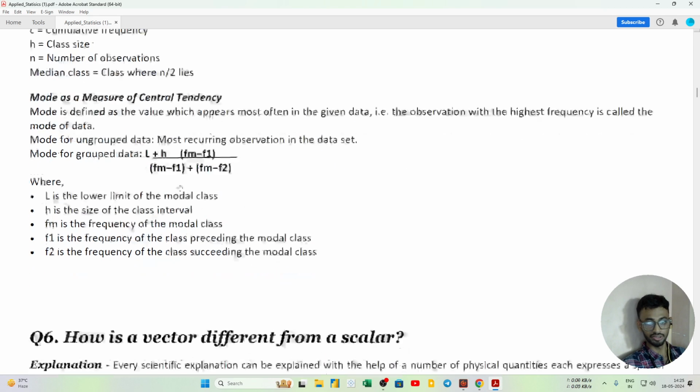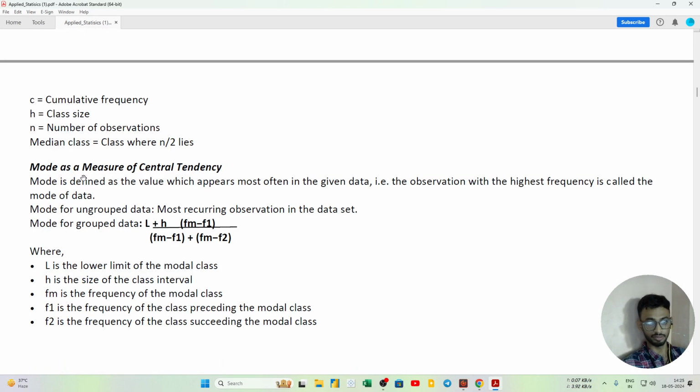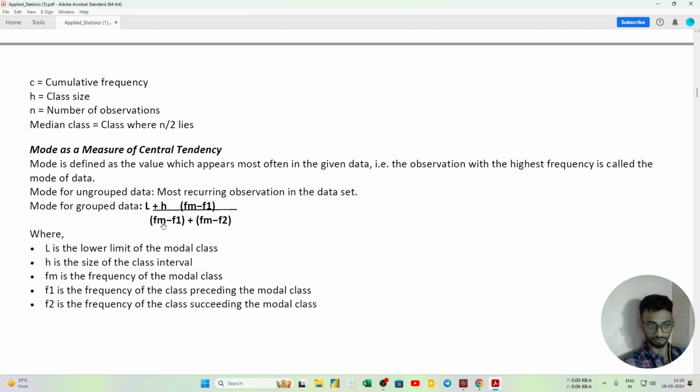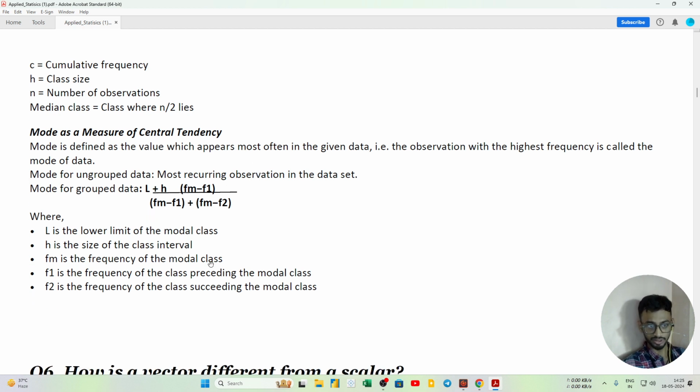And mode is one of the measures of central tendency, the most frequent value in a data set. Then this is the formula with which we can derive the mode.